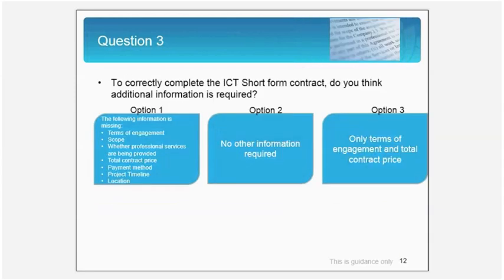Let's now examine, given the scenario, what additional items should be implemented on the ICT short form contract. Let's take a few moments to look at the three options. Option 1 lists a fair few elements. Option 2 says no information is required. And option 3 states that only terms of engagement and total contract price is needed.